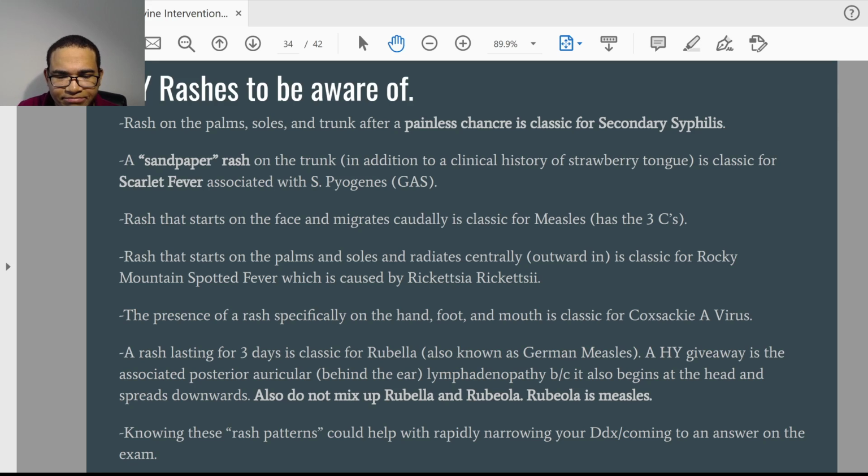Okay, now if a person has a rash that lasts for about 3 days, think about rubella. Under those circumstances, remember another name for rubella is German measles. Please do not mix up rubella and rubeola.